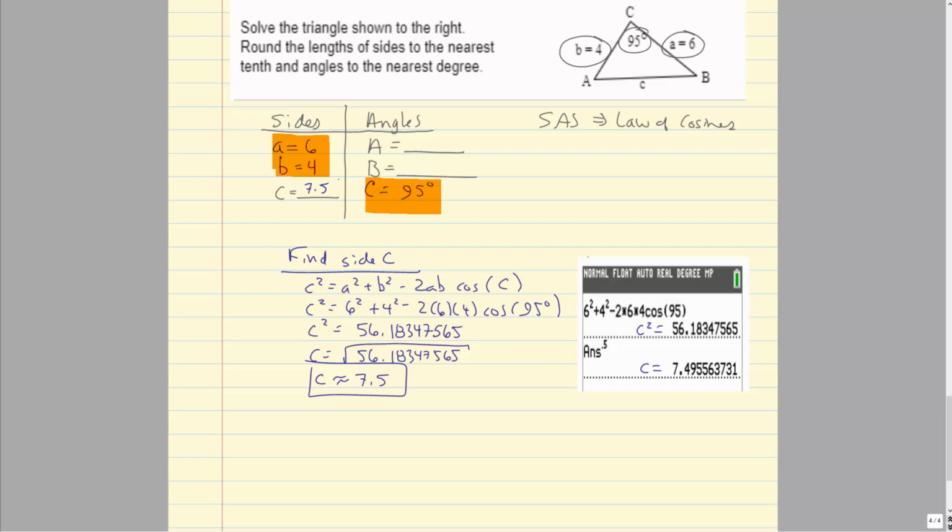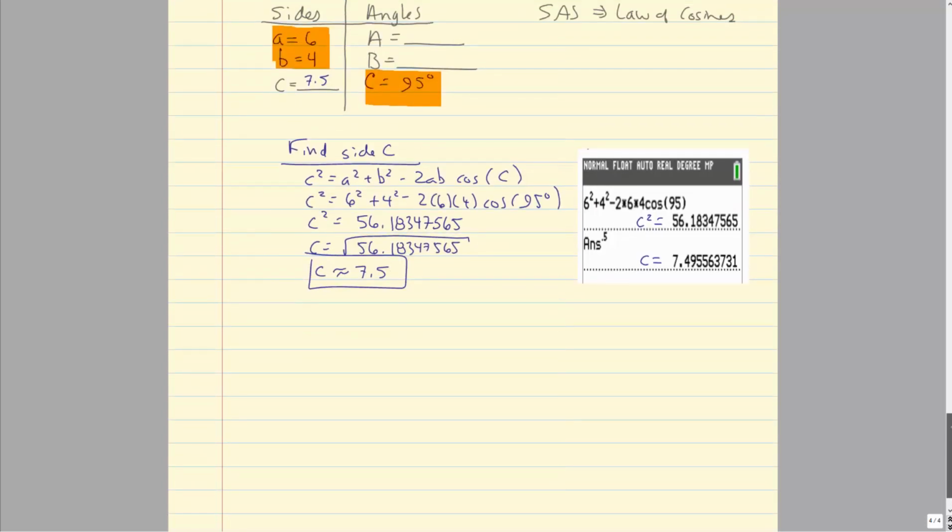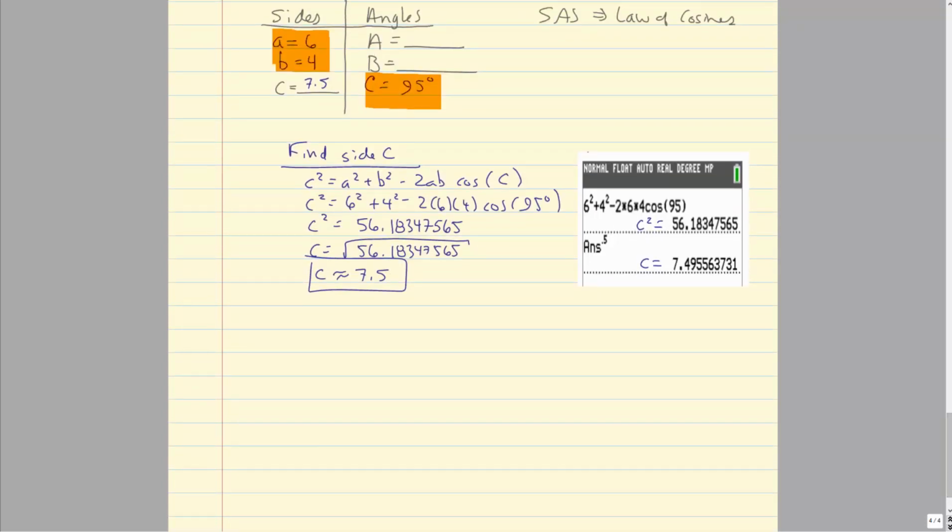Now from here, I could use the law of sines if I wanted, if I wanted to use this ratio right here, or I could solve for A or B next, angle A or angle B, and I'm going to stick with the law of cosines. So I would like to find angle B. And you could find angle A just as easily, but I'm going to do angle B.